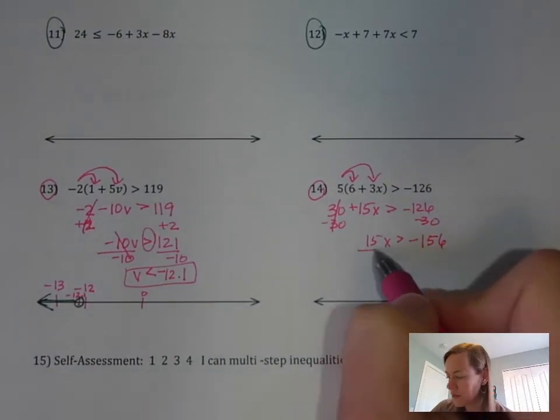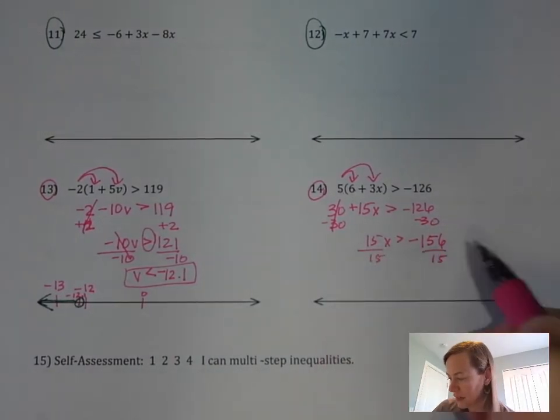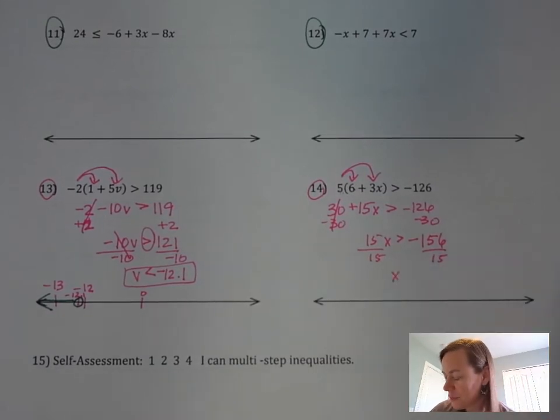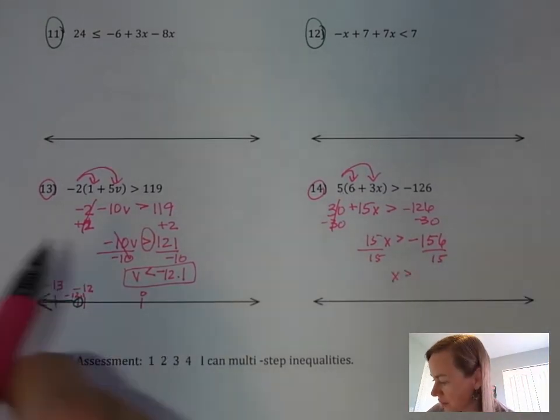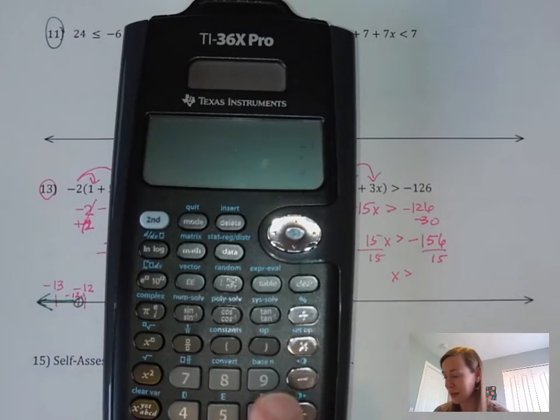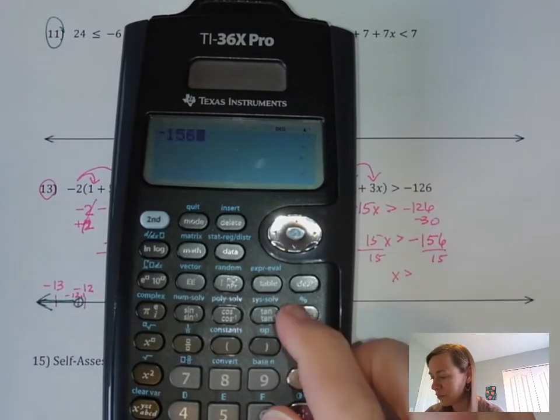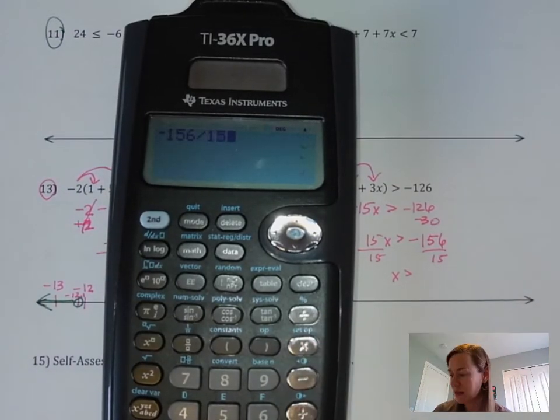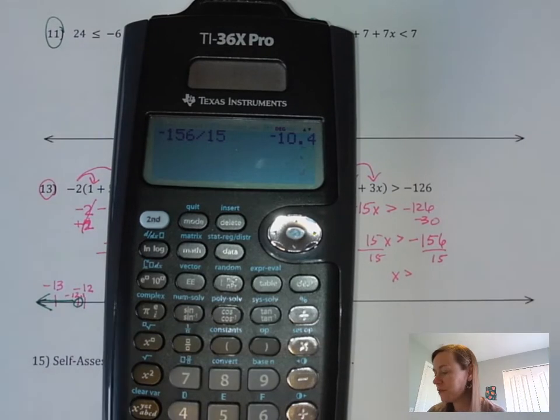And now we're going to have to divide by 15 on both sides. And no need to flip any signs because we didn't divide by a negative. I do need my calculator for this though. Negative 156 divided by 15 is going to be negative 10.4.